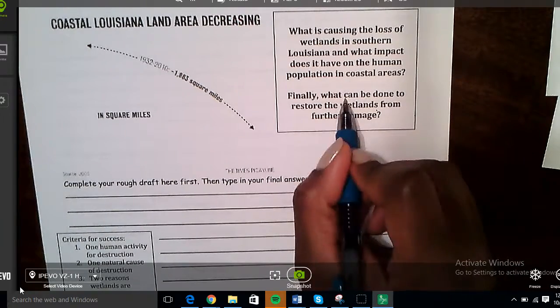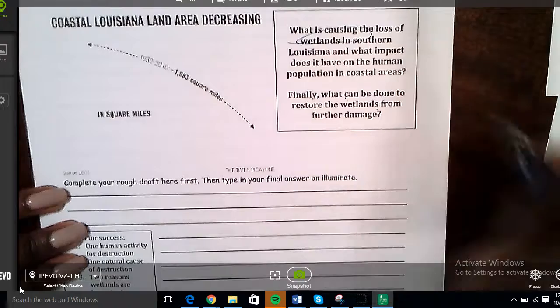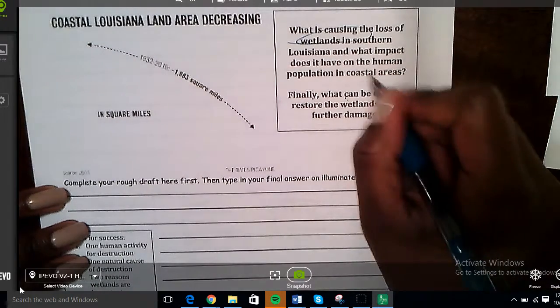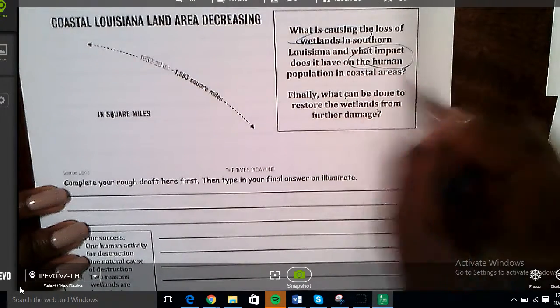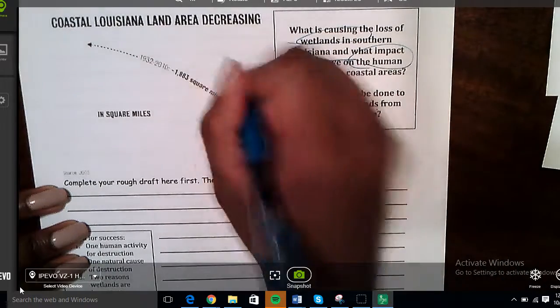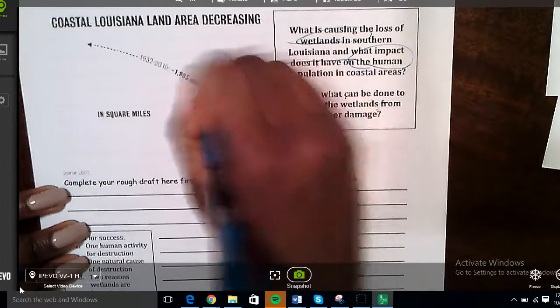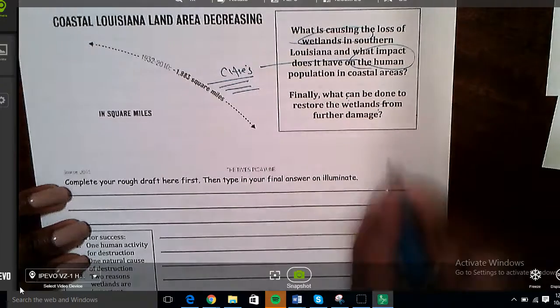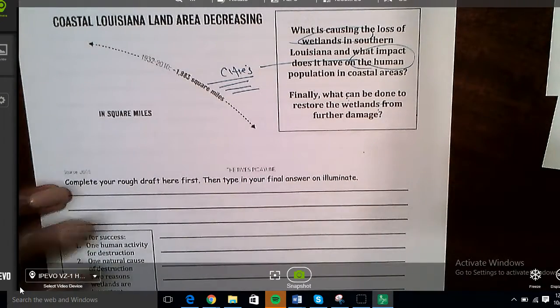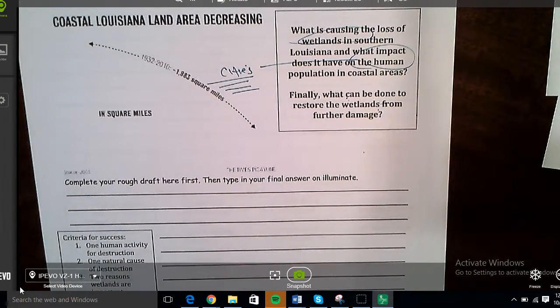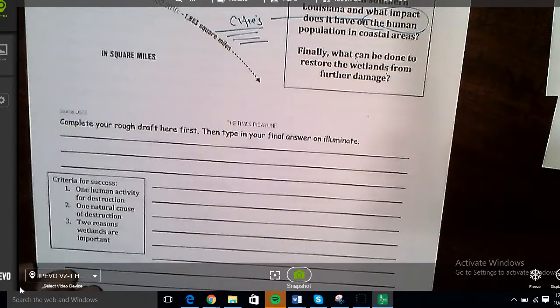So there are 3 parts of this question. What is causing the loss of wetlands? Who is being impacted by it? When I say who, I want to know specific cities that are referenced in the video. And finally, what can we do? How can we help? How can we stop or at least slow down the destruction of the coastal wetlands?